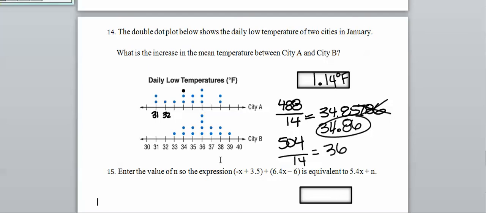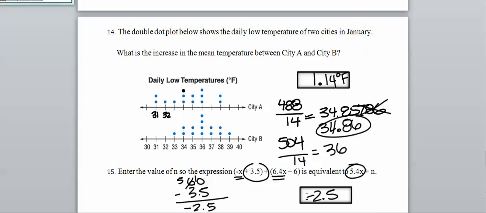Over here, we're combining our like terms. Negative x and 6.4x gives us 5.4x. 3.5 and take away 6, which in this case, the 6 is negative, so it's a negative. So I'm regrouping and I'm subtracting. I'm left with negative 2.5 is what this n has to be in order for these two to be added together.